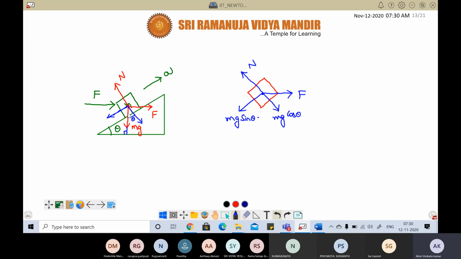Now just like mg, we should resolve the force also. Why? Because the force is neither parallel nor perpendicular to the inclined plane. So if you resolve this force into components like this, this is one component and this is another. This is horizontal, so this angle is theta. That means along the inclined plane it will be F cos theta and this side will be F sin theta. Now if you want, you can remove this force.